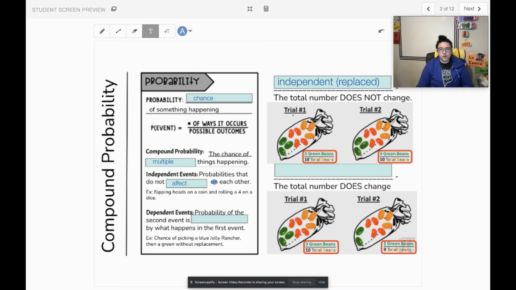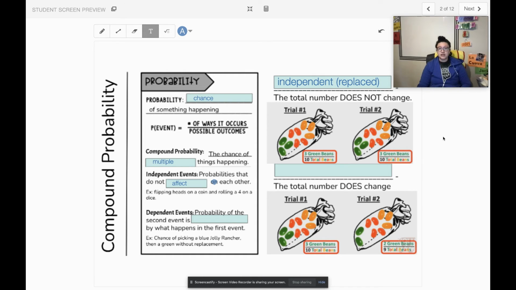So in this first one, in that first bag, I see that there are 10 total jelly beans, 3 of them are green. So right now, my probability to pull out a green one would be 3 out of 10. On the second trial, I put it back. There's still 10 jelly beans in there. There's still 3 green jelly beans. That's independent. I replaced the jelly bean that I took out.